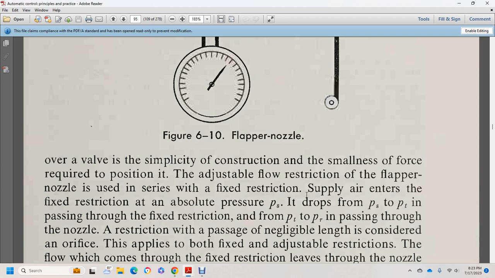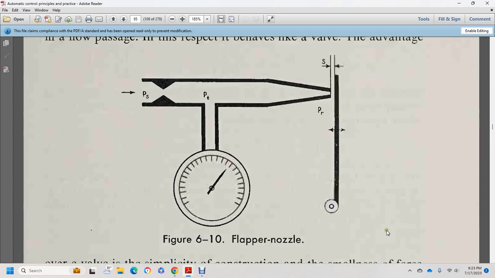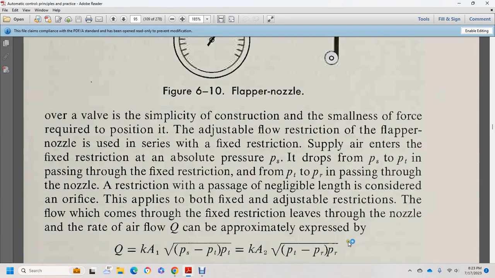flex ratio with the absolute pressure, with the drop of the pressure S to the pressure T passing through the fixed restriction, and from pressure T to pressure R passing through the nozzle restriction. On passes, negligible length is considered, and the orifice equation applies with both fixed and adjustable restriction to the flow, whether it comes from the fixed restriction, leaving at the root of the nozzle.